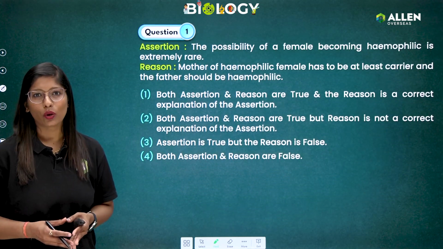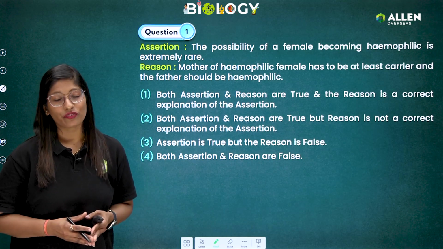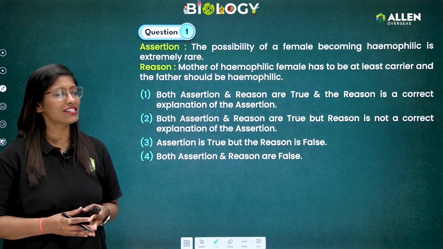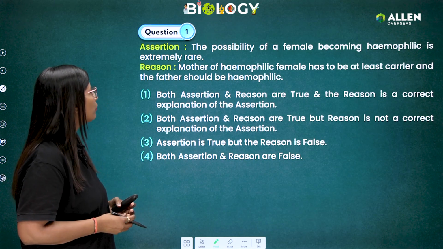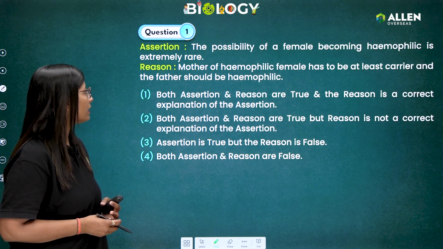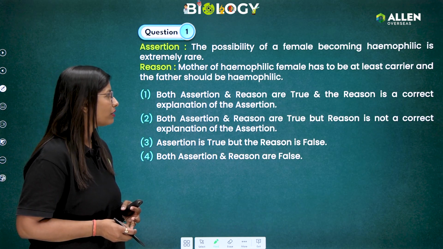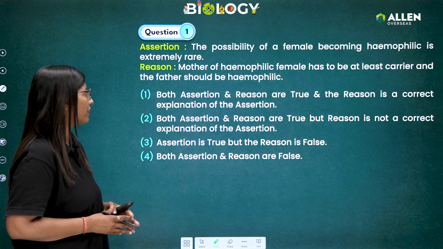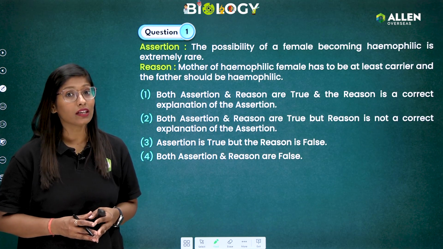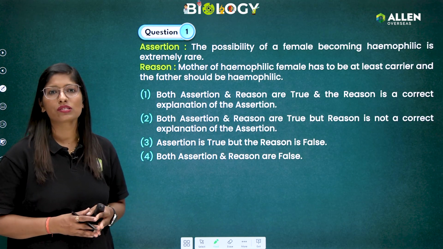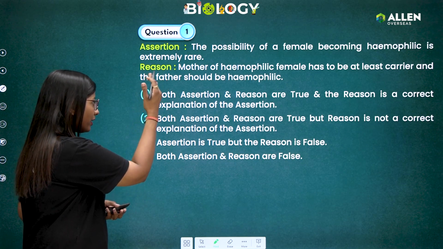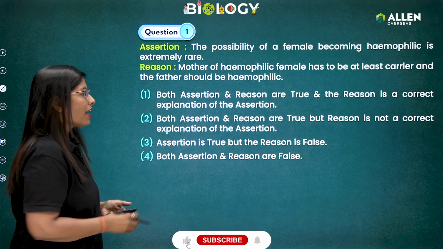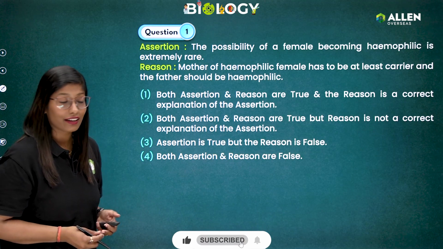Now the first question is from Principles of Inheritance and Variation, and the question says, assertion, the possibility of a female becoming hemophilic is extremely rare, and the reason is mother of hemophilic female has to be at least carrier and the father should be hemophilic. Now these are the two statements which are directly given in your NCERT, and here these are the four options among which we have to select the correct one, right?